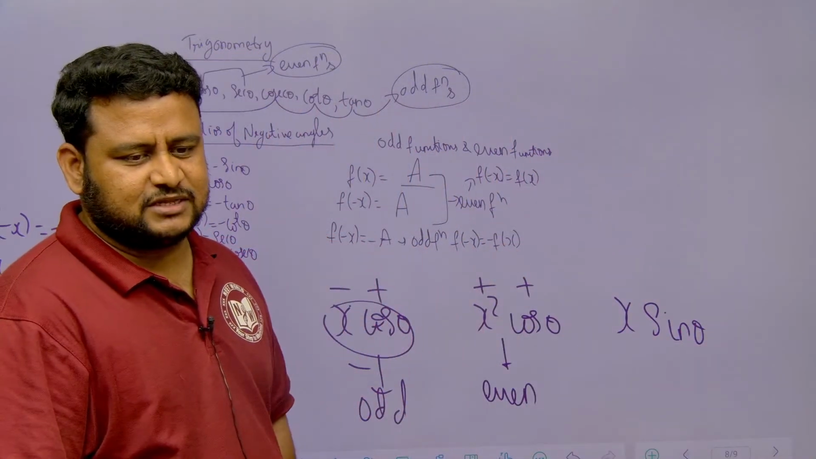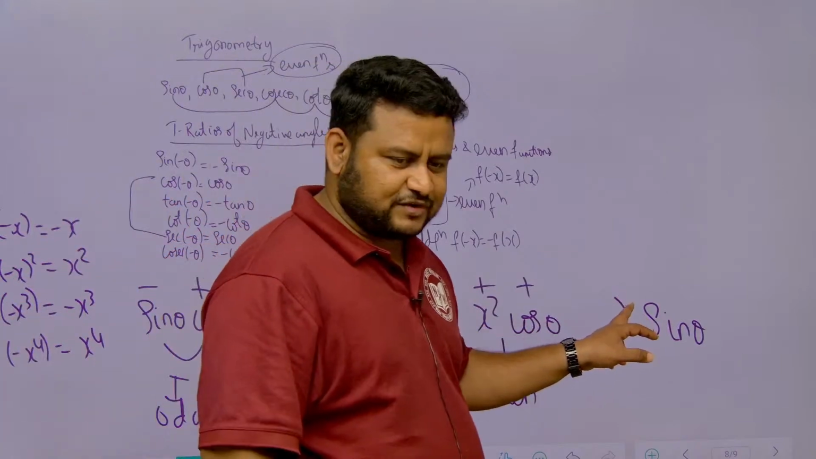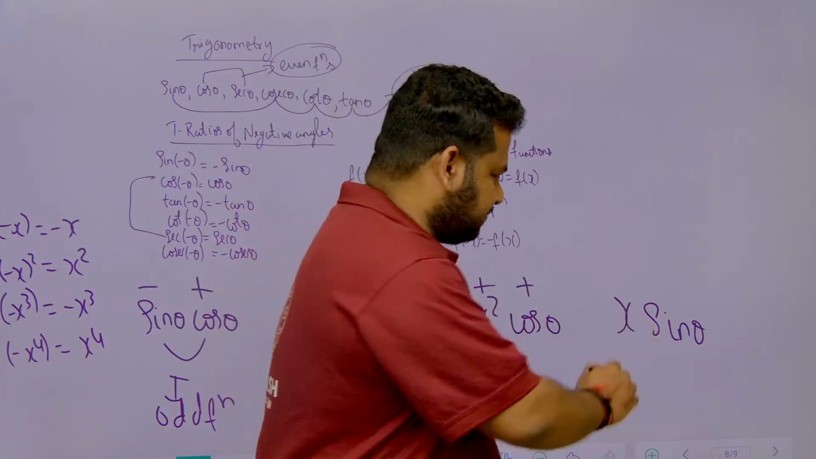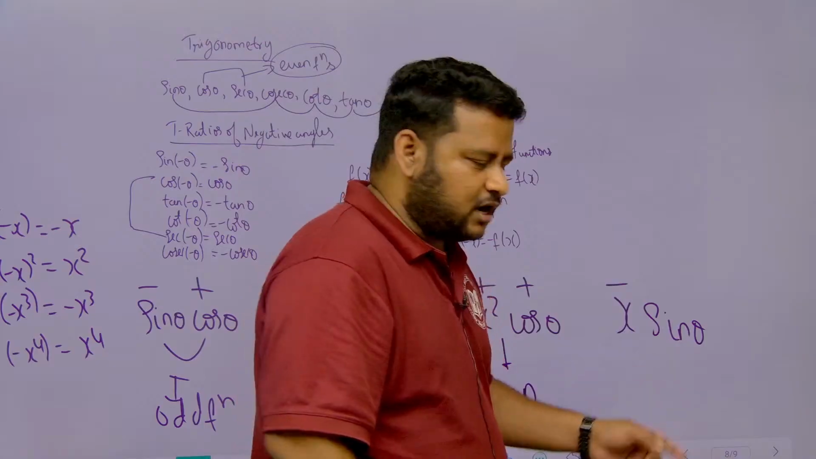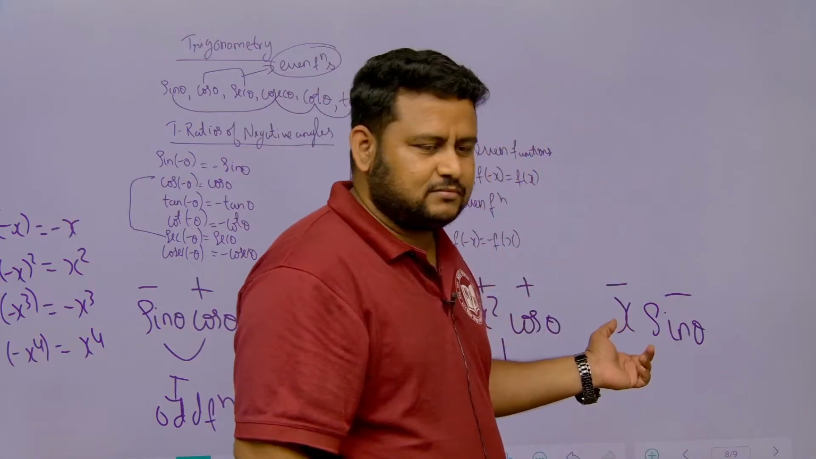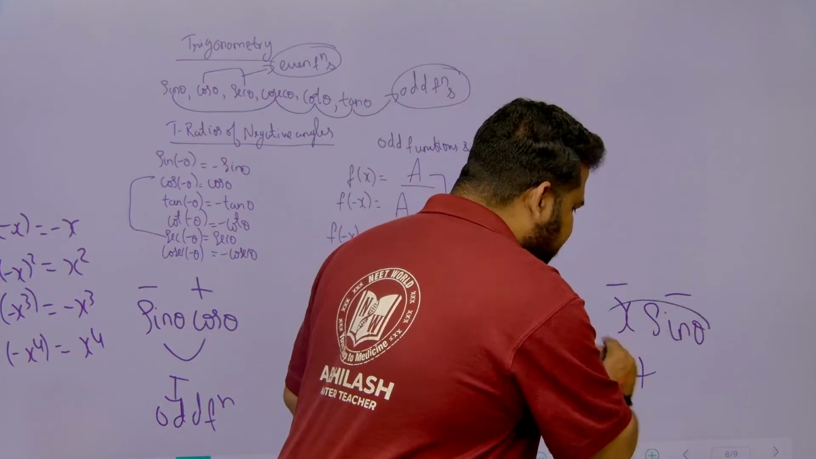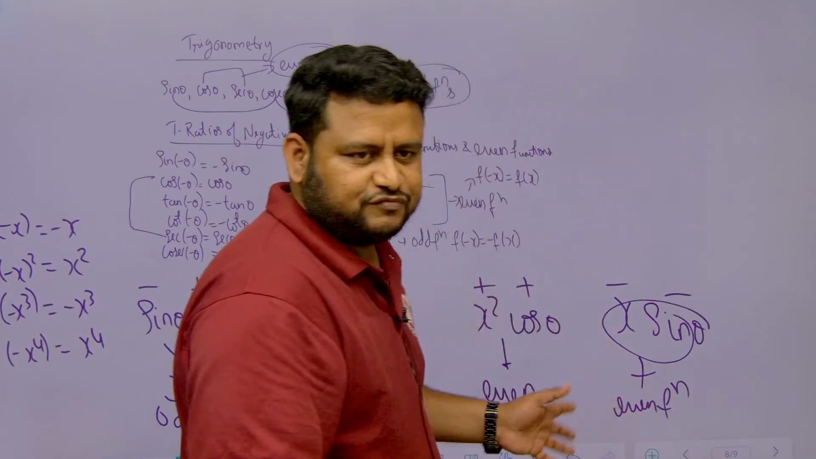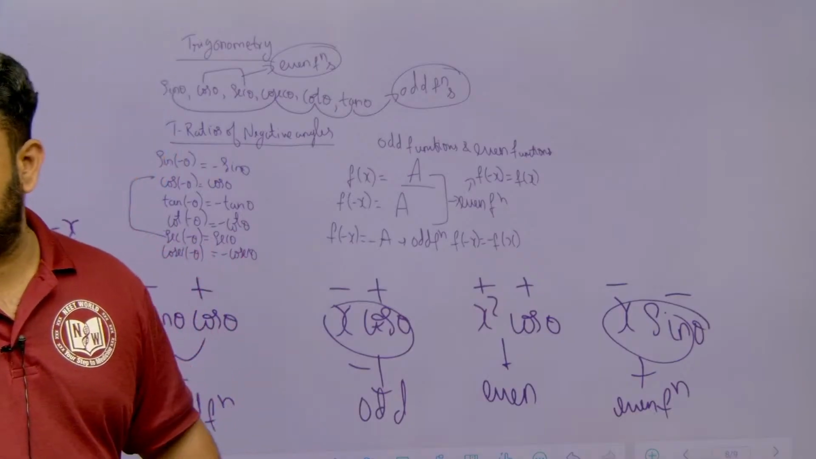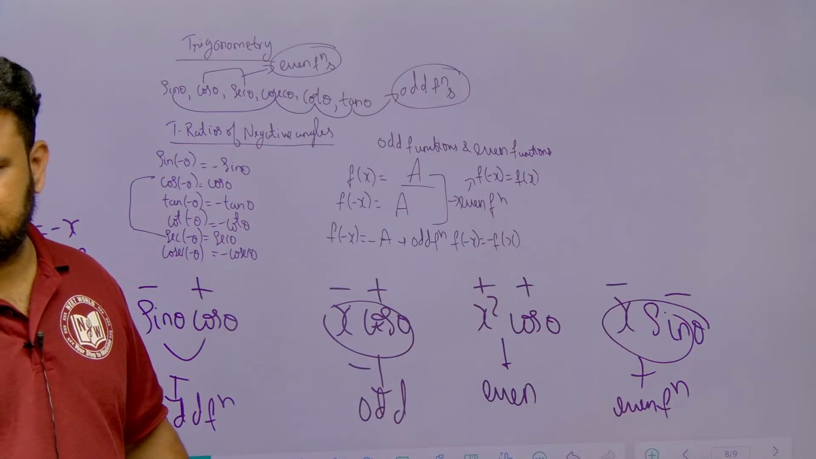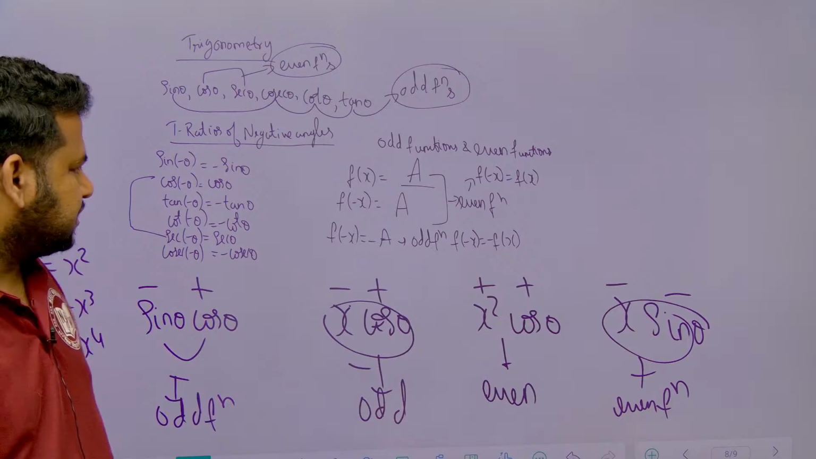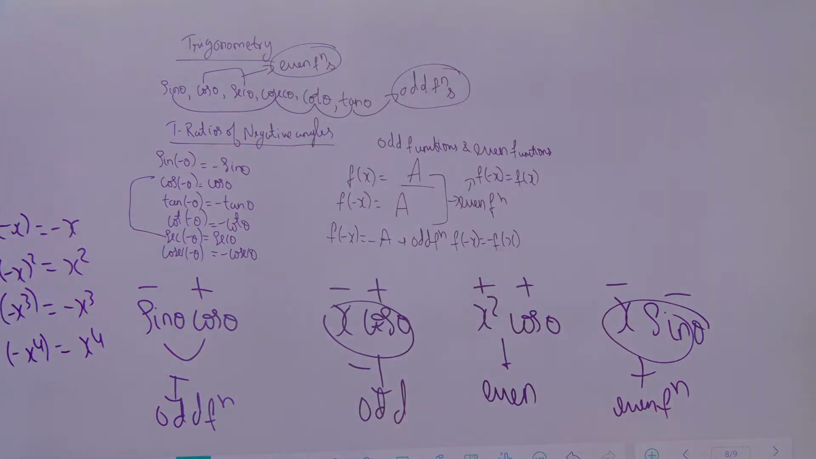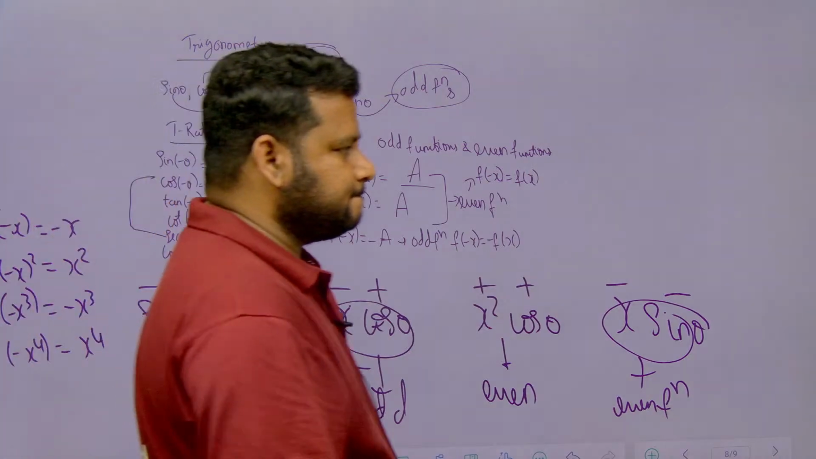x into sin theta, what function will it be? x is what? Odd function or even function? Odd function. Sin theta is also odd function. Minus into minus is plus. So this total thing will become even function. Understood? So if they give combination also, you can write even or odd like this. This is a simple way. There are various methods, but this is the easy method to remember. Okay, make a note of it. Understood everyone?